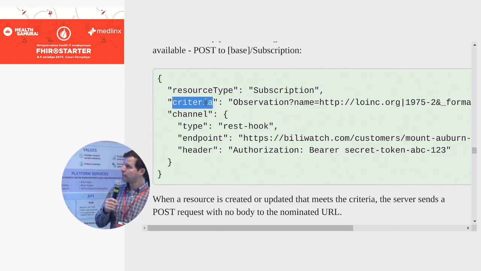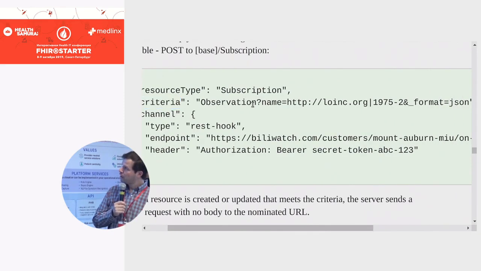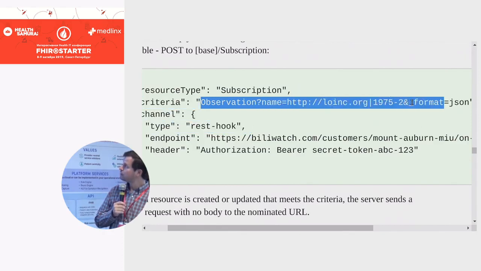And in this example, the criteria is just a search string. So this is something that you could do a search for, observation, where the name of the observation is basically this particular LOINC code.